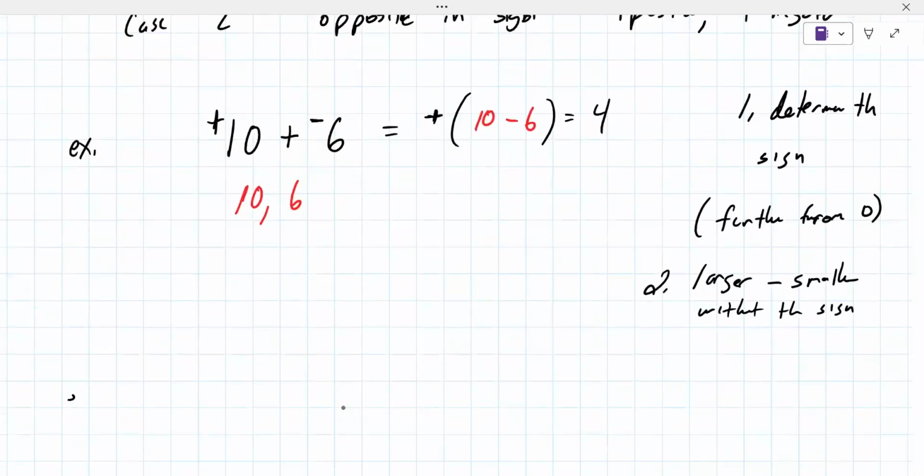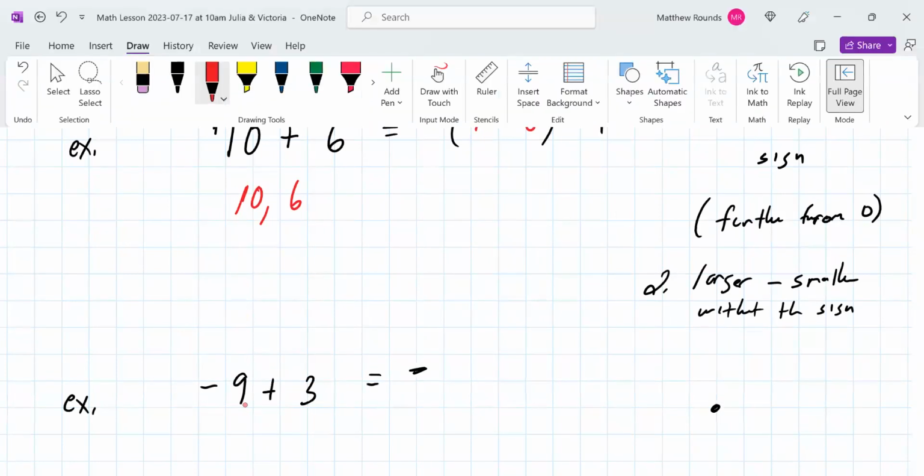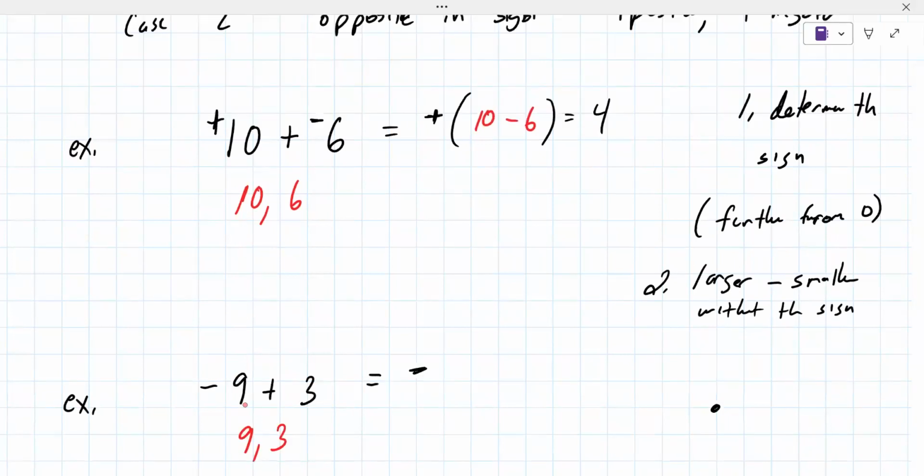Now, the reason we do all that is because what if it's negative 9 plus 3? Again, you follow the steps. You determine the sign. Which is further from 0, negative 9 or positive 3? Negative 9 is further from 0, right? So that's really important. So we know the answer is negative. And then you take the numbers without the signs. So you subtract 9 minus 3, which is negative 6. Very good.